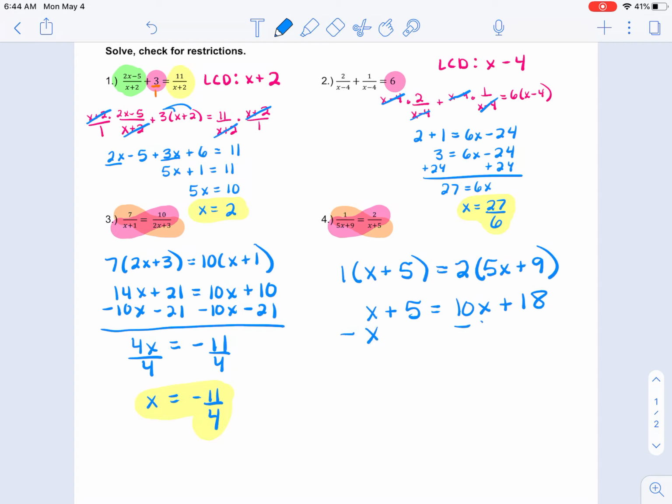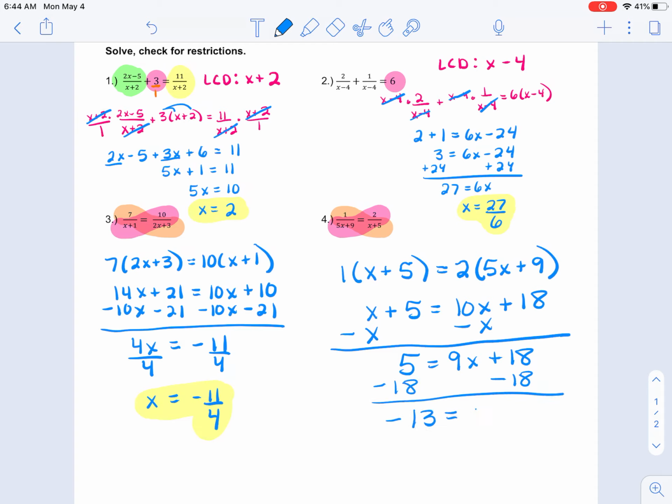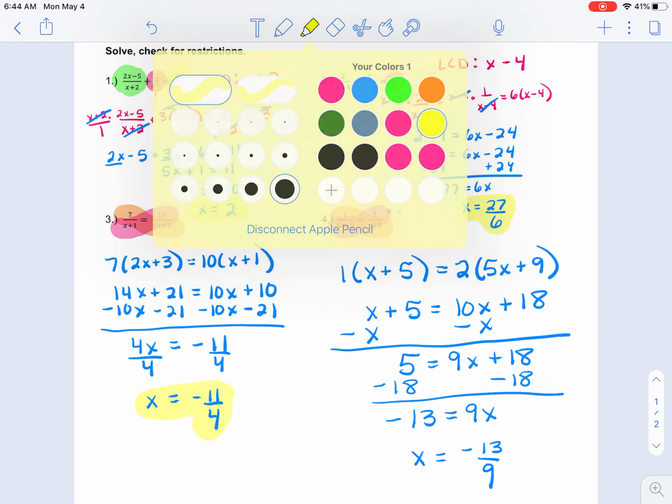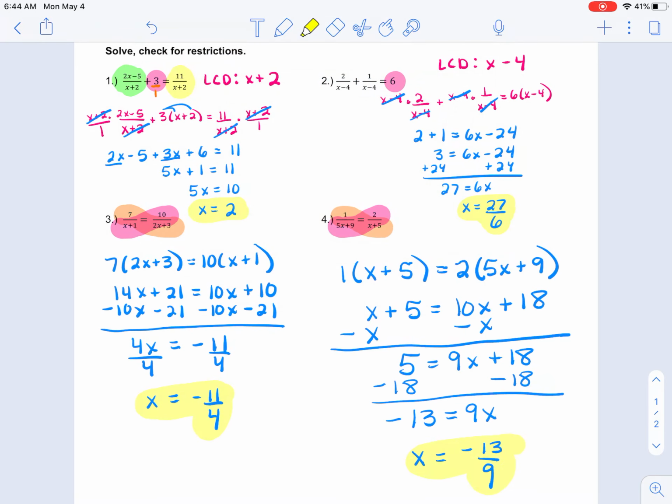And then I'm going to subtract x from both sides. 5 equals 9x plus 18. And then just subtract 18 from both sides, and we get negative 13 equals 9x. Divide by 9, and you get negative 13 ninths. Okay, so not always super friendly whole number answers. Just want to point out that sometimes you get fractions.